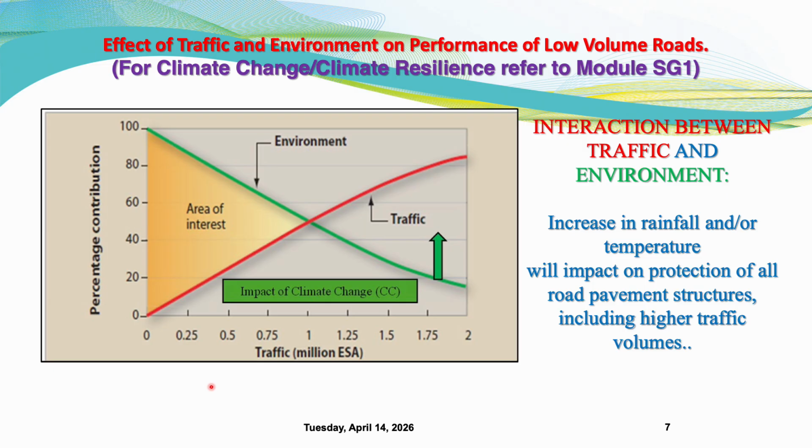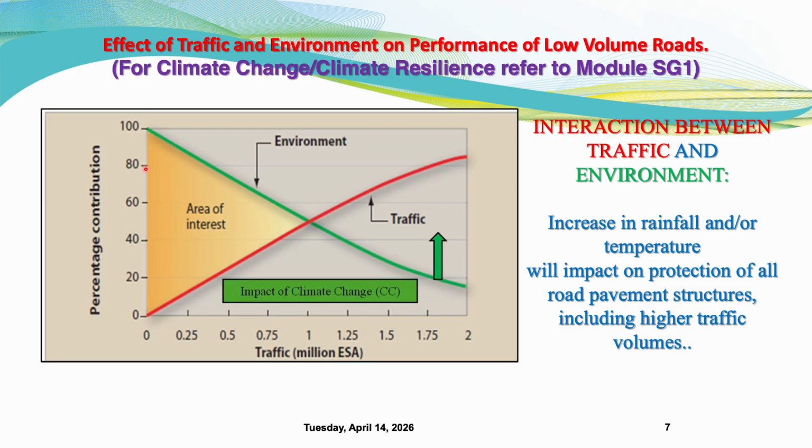This slide we've seen before, the effect of traffic and environment on performance of low volume roads. Here we've got the road capacity, or the strength of the road. The stronger the road pavement for the higher traffic, the less the effect of the environment is. So it's important to understand here the contribution of traffic and environment against traffic.